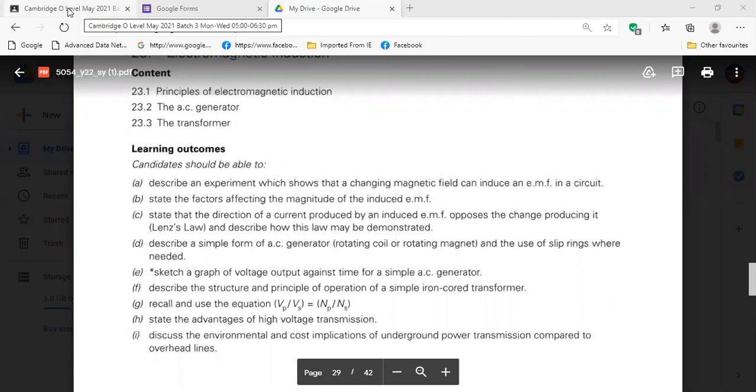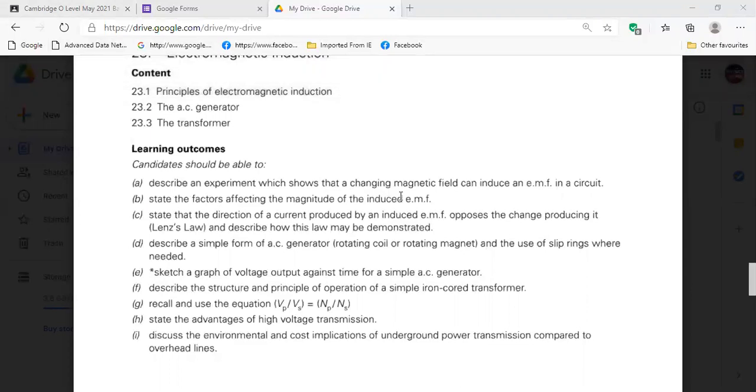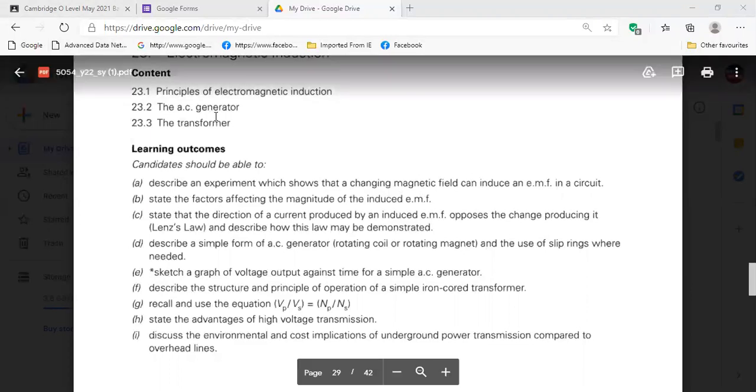Okay. So we are going to have a discussion on induced EMF first. What is called induced EMF? Please write the heading induced EMF.